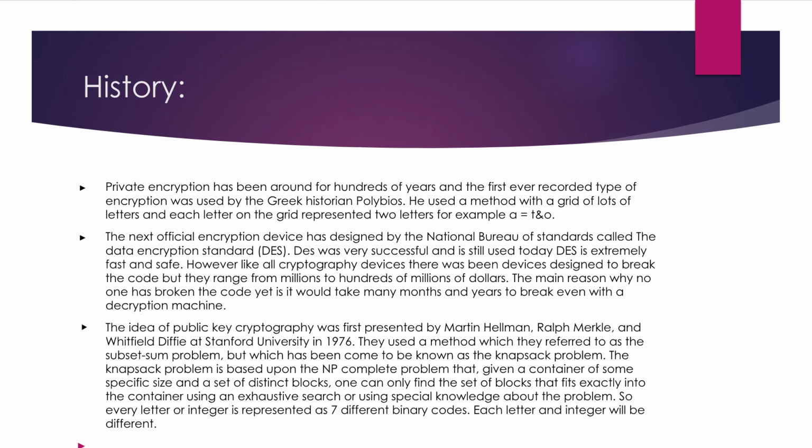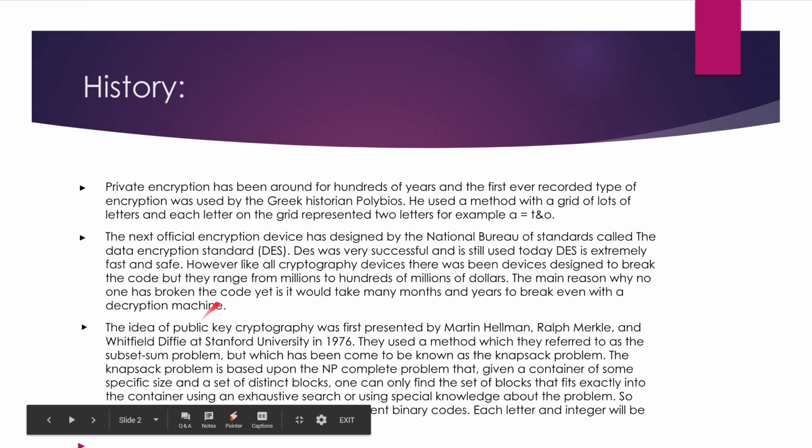The next official encryption device was designed by the National Bureau of Standards, called the Data Encryption Standard, DES. DES was very successful and is still used today. DES is extremely fast and secure. However, like all cryptography devices, there have been devices designed to break the code, but they range from millions to hundreds of millions of dollars to buy. The main reason no one has broken the code yet is that it would take many months and years to break, even with a decryption machine, because of how complex it is.